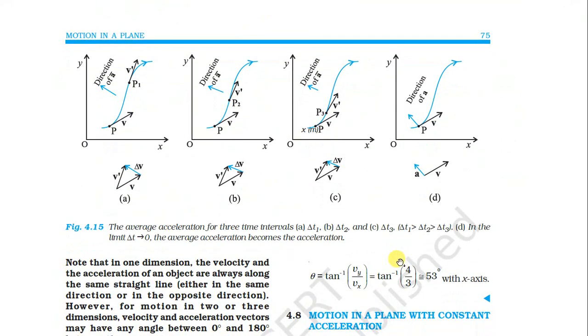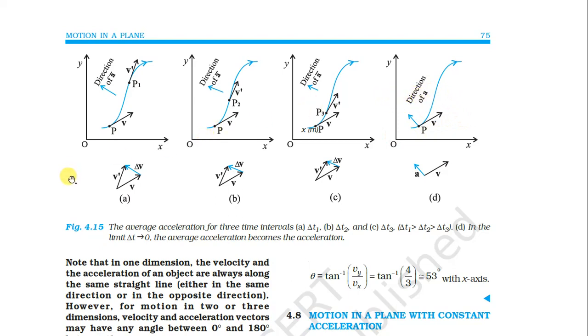Here is our example, with P1, P2 and P3. The change delta V is at positions in this direction, in this direction, and also in this direction. So it changes with the time intervals delta T1, delta T2 and delta T3 respectively. So these are P1, P2 and P3, and the directions of A bar at P1, P2 and P3 are in these directions.